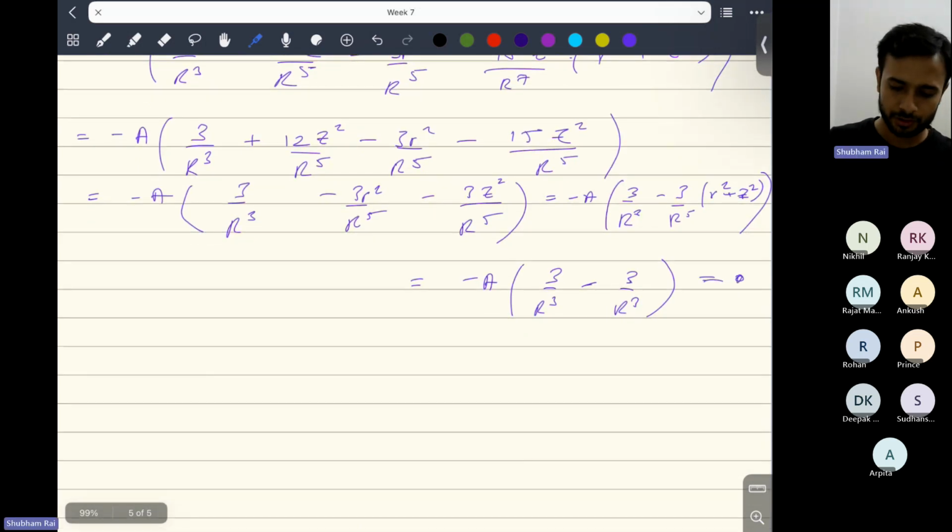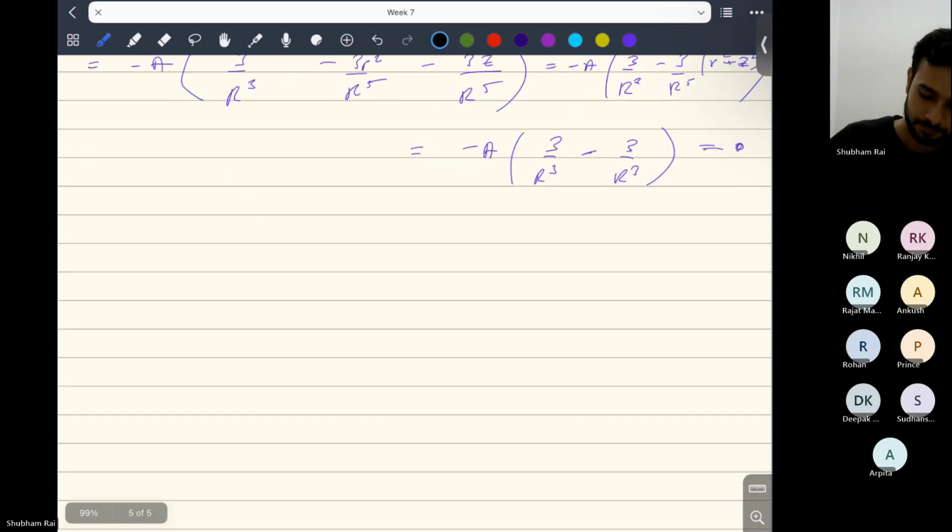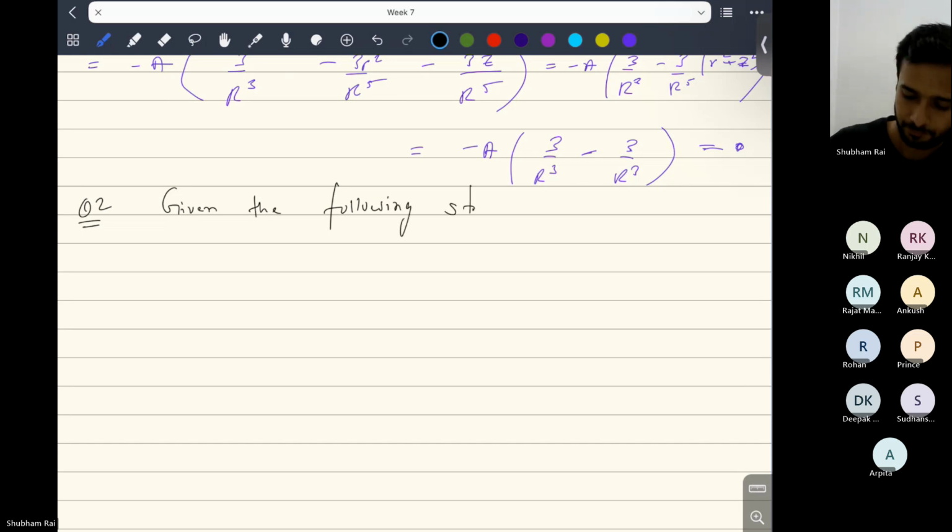So let me go to the next question. So next question says, given the following stress field in cylindrical coordinates, so one more stress field is given.